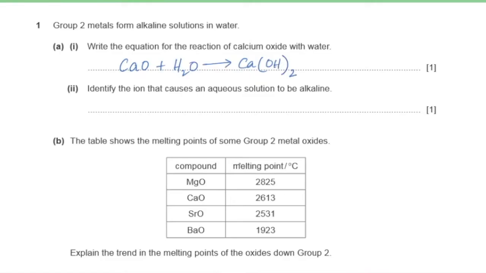Part 2. Identify the ion that causes an aqueous solution to be alkaline. So an alkaline solution has more hydroxide ions than it has hydrogen H plus ions. So these ions are hydroxide ions.